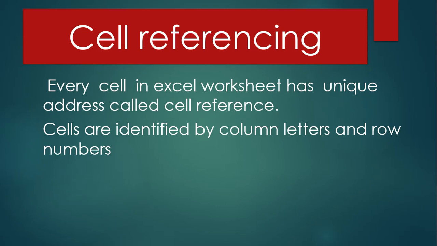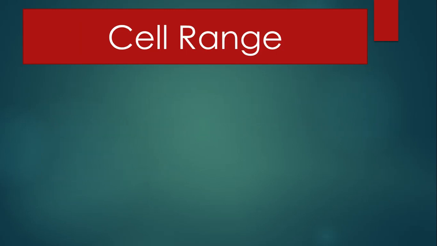As in Excel, rows are identified by numbers and columns are identified by letters. So each cell is identified by a combination of column letters and row numbers. So next is the example of cell referencing, that is A5.